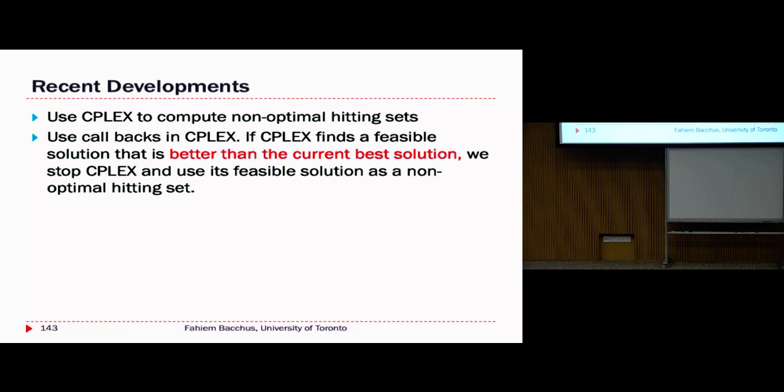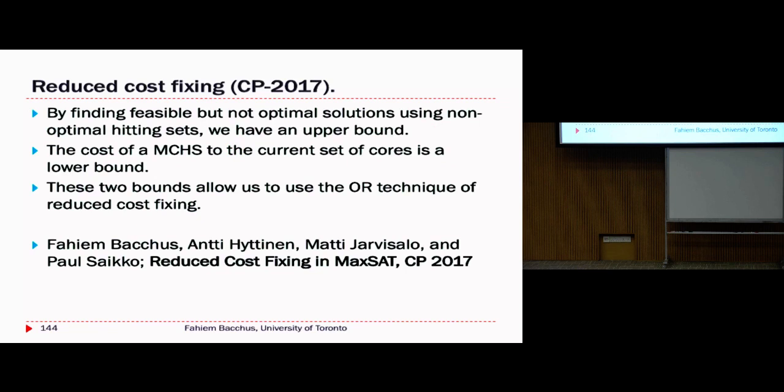One of them is that we use Cplex as one of the non-optimal solvers. There's this technique in Cplex where you can use callbacks. You can say stop when you find a feasible solution, even though it's not optimal. And then that feasible solution is a non-optimal hidden set. I can use that. And that's very effective because it's actually better than the greedy solutions you can find.